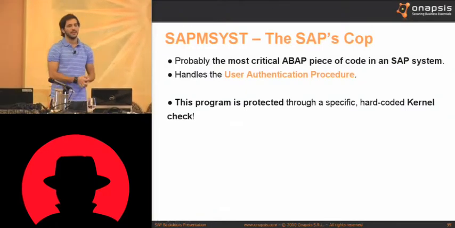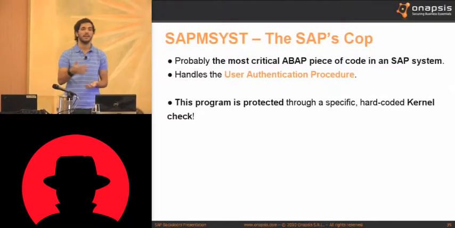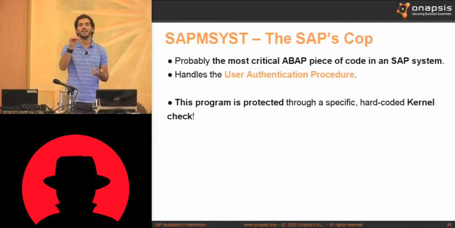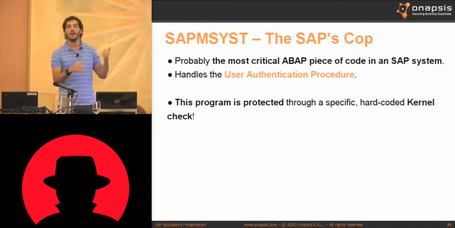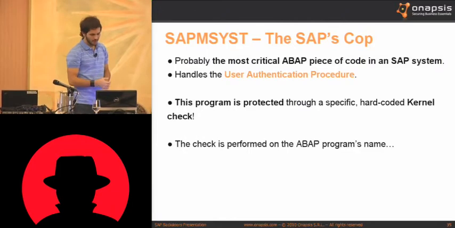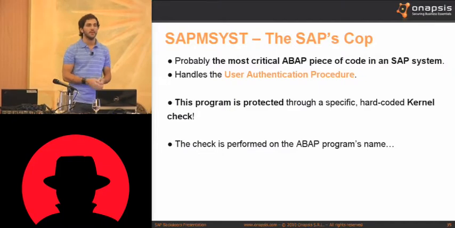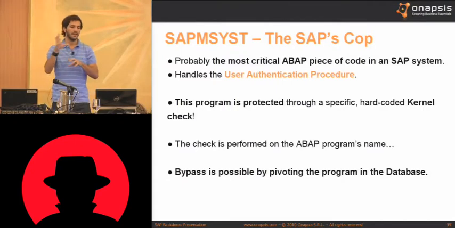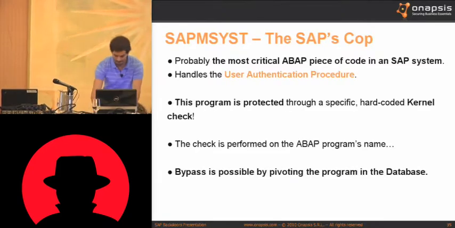What I discovered was that this program was protected through a specific hard-coded check in the kernel. If you get the kernel binary and analyze it, you'll see that there is a particular piece of code that says that if the requested program is SAPMSYST-The or some others, don't access it. It has nothing to do with the magic ABAP string. But what I realized is that the check was only performed on the ABAP program name. So you can pivot and change the name in the database, get the source code, modify it, and write it back. So it's possible to bypass this check, and we're going to see that.